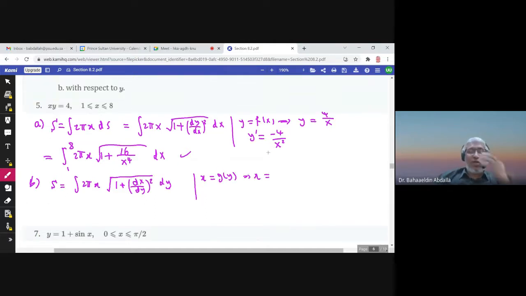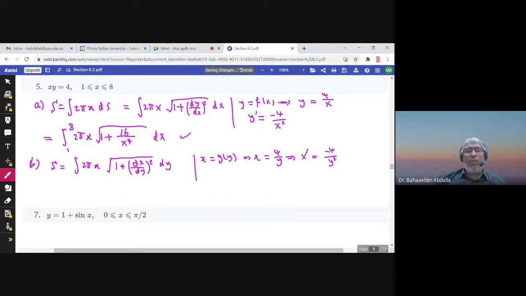So if I solve this equation for x, I divide by y, and x would be 4 over y. And x prime would be negative 4 over y squared. So x here is not good because the integral is with respect to y. So I write it as 4 over y because x is 4 over y. And dx by dy squared, so this is 16 over y to the power 4.